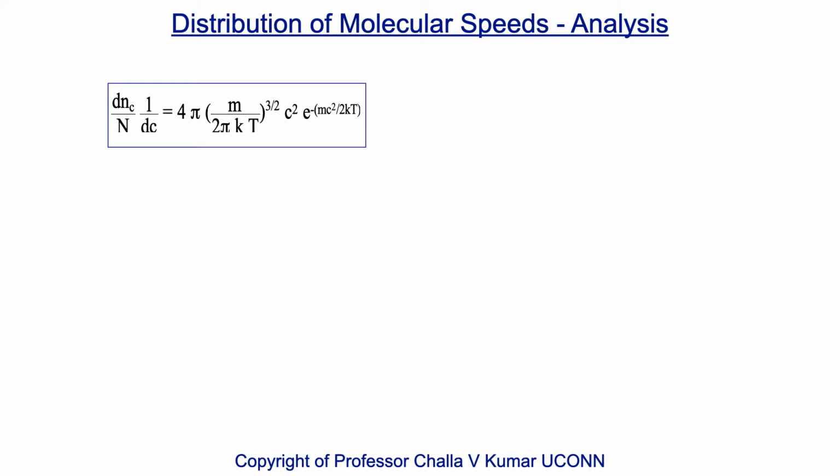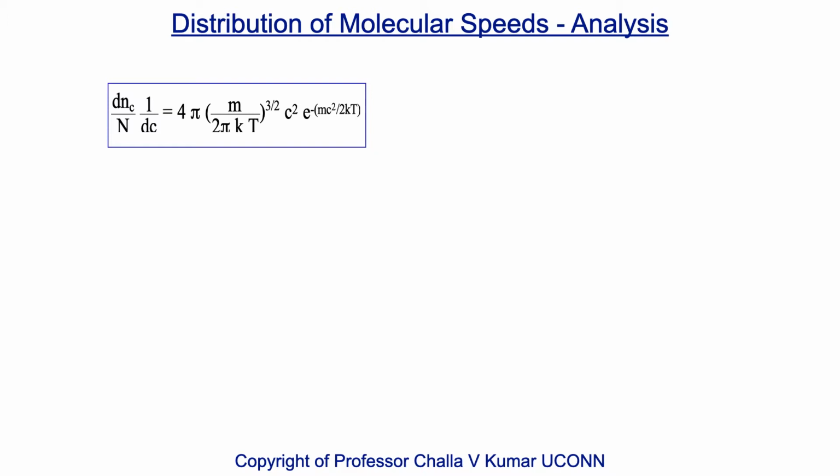So if you look at the left-hand side term, dn_c by n times 1 over dc. dn_c by n is our probability, and 1 over dc means it's dividing by the interval width. Therefore, you get the probability per unit width. So that's it: the probability of a molecule having a certain velocity, per unit width.